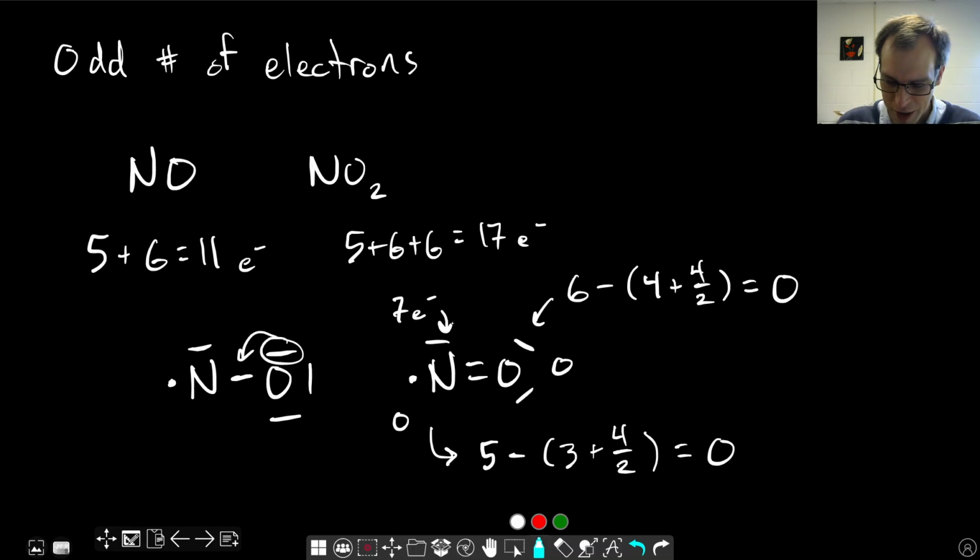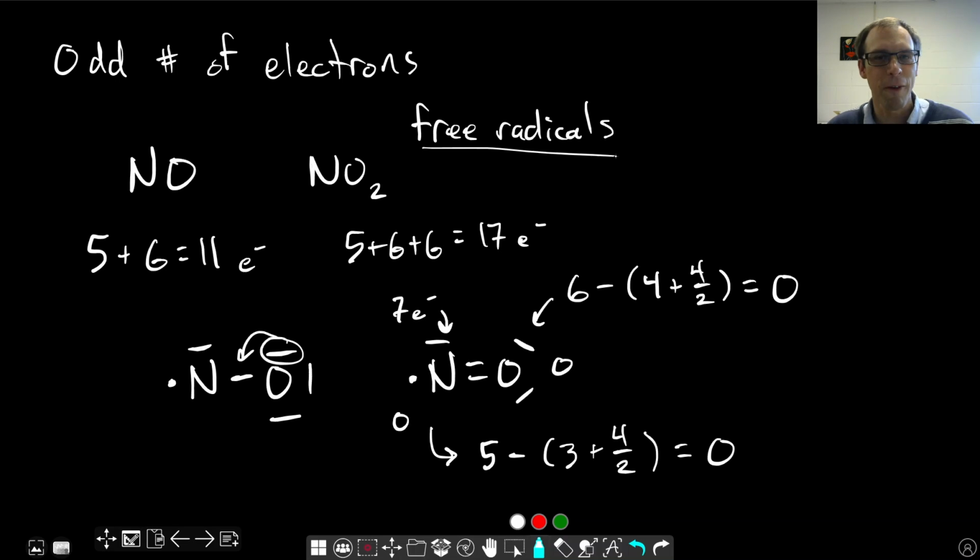Okay, so this is sort of how we handle odd numbered electrons. By the way, the name for this kind of molecule that has an odd number of electrons is called a free radical. And free radicals end up being quite important in reactions. So often they exist for only a short period of time. Nitrous oxide and nitrogen dioxide are a little bit longer lived than your typical free radicals, but they're important intermediate species.